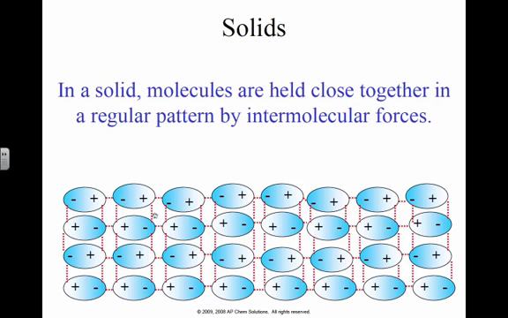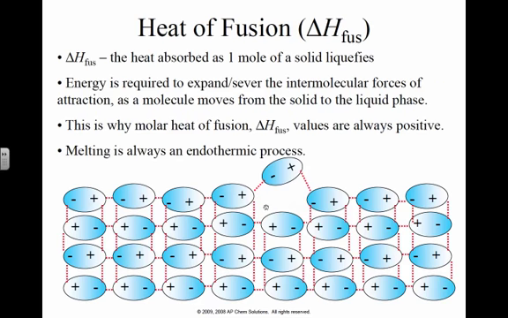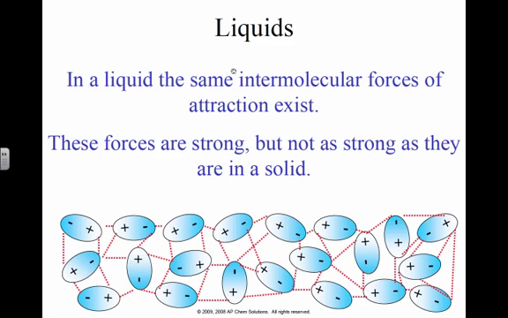Solids, for example, this is a representation of a solid that is polar, so this intermolecular force right here would represent a dipole-dipole attraction. The heat of fusion is the amount of heat that's necessary to stretch this intermolecular force. This is why the molar heat of fusion is always a positive value. You have to add heat in order to stretch that force. Melting is always an endothermic process. So the enthalpy of fusion is the amount of heat absorbed as 1 mole of solid liquefies.